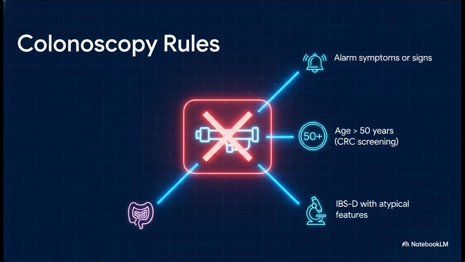I want to pause for a second and firmly state the algorithm's rule on endoscopy. There is basically no role for colonoscopy in typical IBS without specific features. You should only perform a colonoscopy if alarm signs are present, if the patient is over 50 years old to screen for colorectal cancer, or if they have IBS-D with atypical features that suggest microscopic colitis. Things like being female, having an existing autoimmune disease, nocturnal diarrhea, a symptom duration of under 12 months, weight loss, or the use of NSAIDs or PPIs. Otherwise, we really must protect our patients from unnecessary invasive tests.